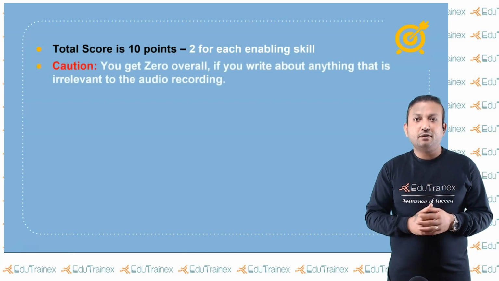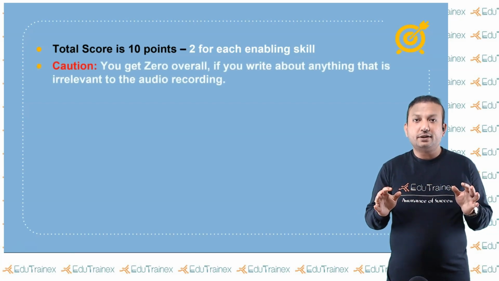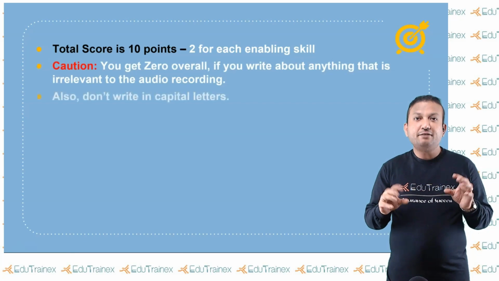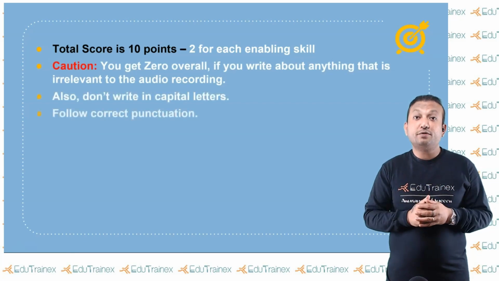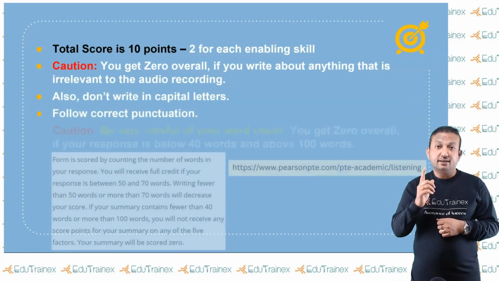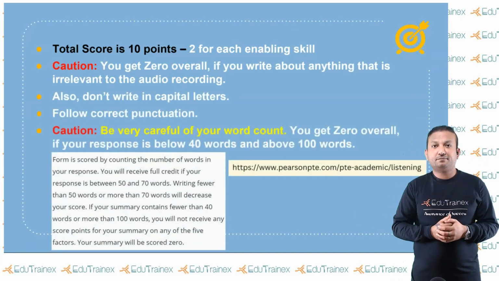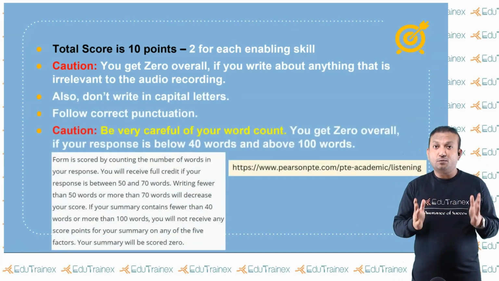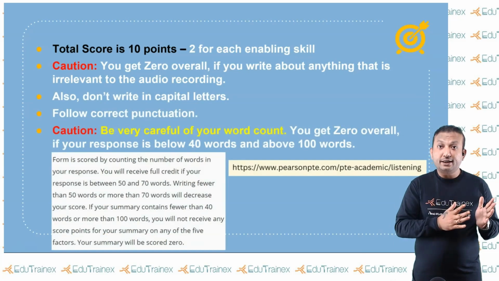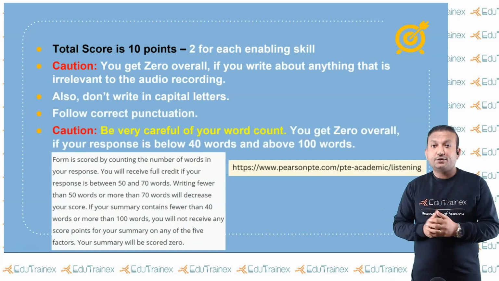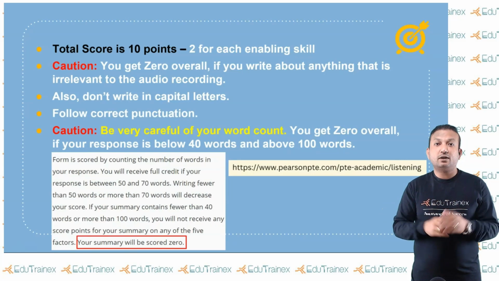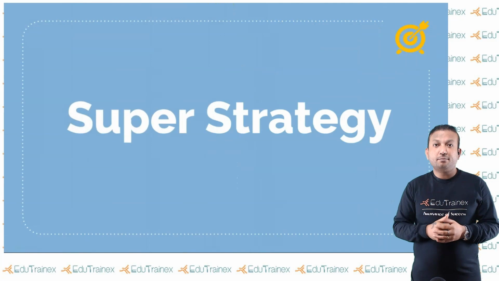You need to be careful not to write any irrelevant content, and also don't write everything in capital letters or without any punctuation marks. This will get you an overall 0. And don't forget about the word limit. If you write below 40 and above 100, your response will get 0, complete 0, because it will not be checked. You can again check the official PTE website, which clearly says that.